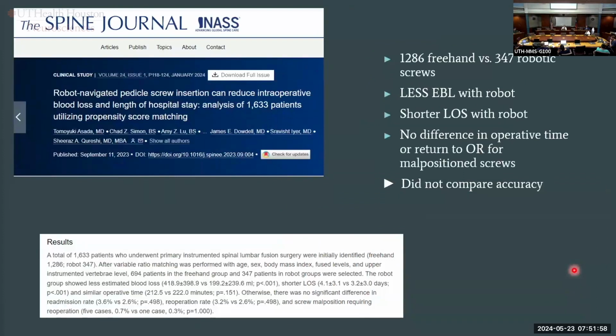This is a larger study from a group out of HHS where they looked at 1,300 freehand and 347 robotic screws. They found there was less EBL with the robot, shorter length of stay with the robot, no difference in OR time or return to OR for malpositioned screws. So they didn't compare any fancy accuracy measurements. They basically just said it's accurate enough, or it's clinically comparable.